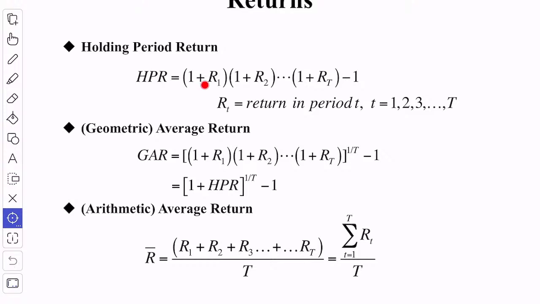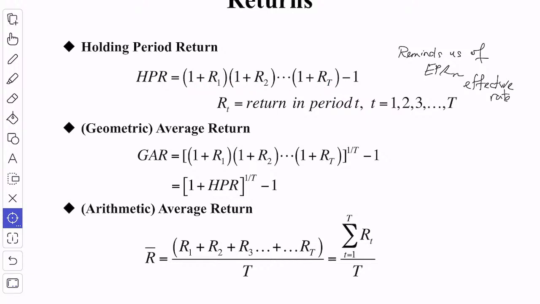So this looks familiar, right? This looks like when we were talking about finding the effective rates. And that is what it is. The difference here is the return changes each period. Okay, it's not the same thing.